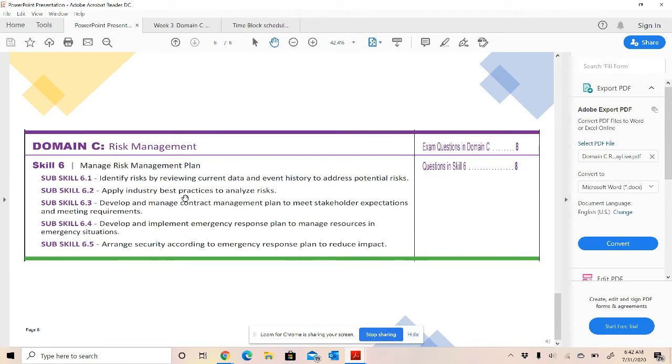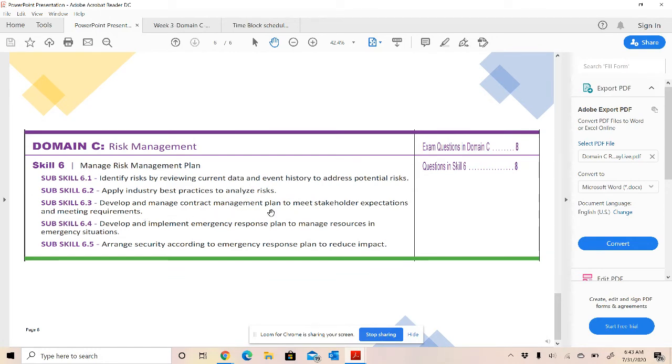6.2, apply industry best practices to analyze risk. That was the scale that we did, the probability versus consequences. That fits with that one more than anything. So also doing, I almost said contract, but that's the next line.